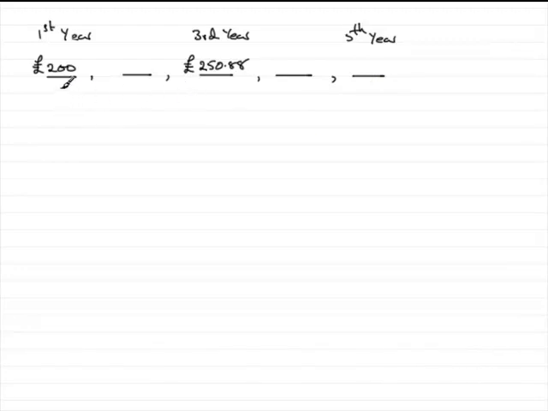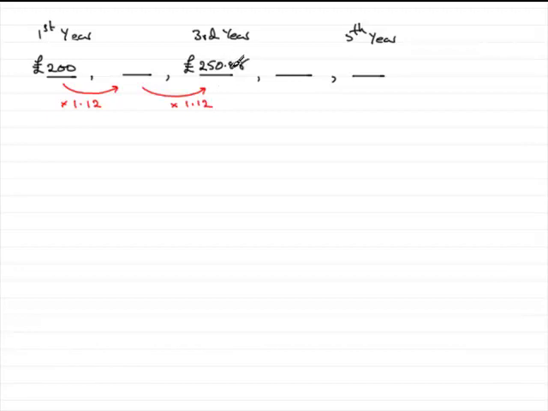And what that means is that essentially, if you were to multiply 200 by 1.12, that's an increase of 12%. You're getting 112%, which as a decimal is 1.12. You'd get the value in the second year. Then if you were to multiply this answer by another 1.12, increase it by 12%, you should get this.